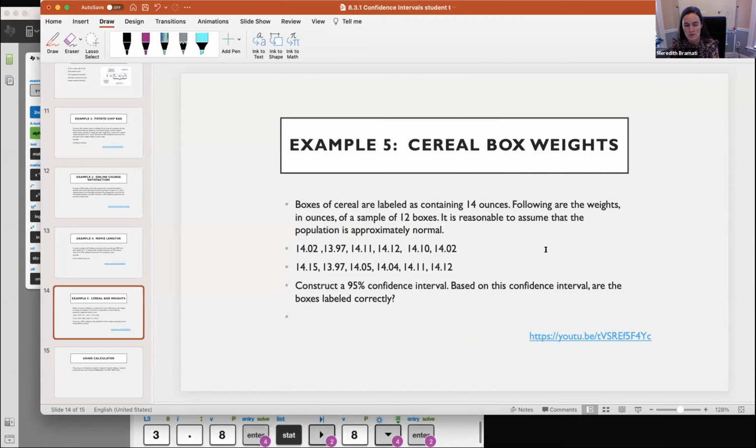It is reasonable to assume that the population is approximately normal. We have the data listed. Construct a 95% confidence interval. Based on this confidence interval, are the boxes labeled correctly? Now, when I see data, what do we have to do with it?